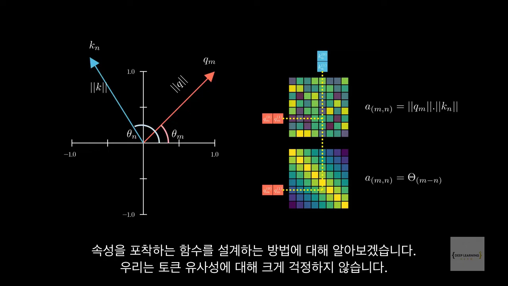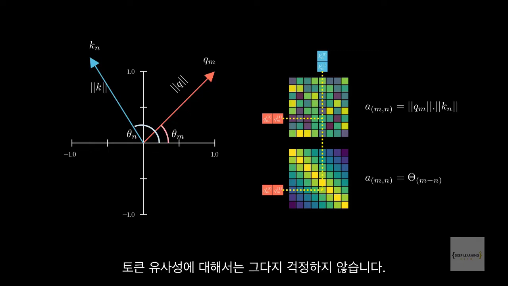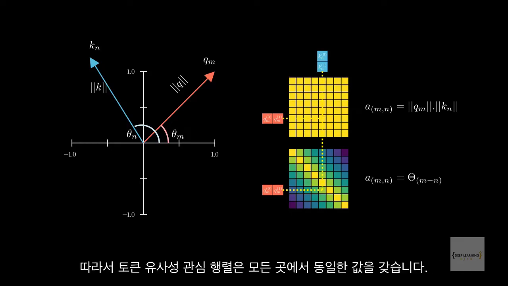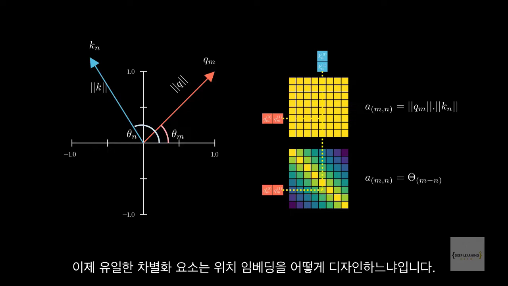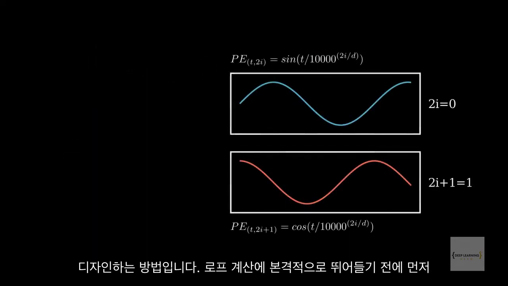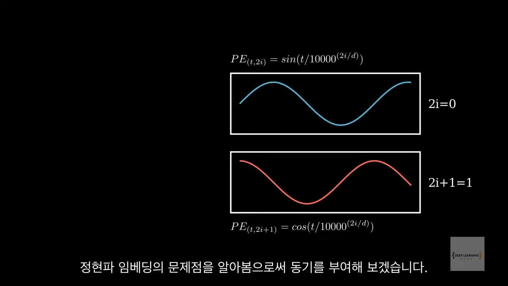We are not so much worried about the token similarity as we are about the positional similarity. So, for the rest of this talk, we will assume same token everywhere. So the token similarity attention matrix has the same value everywhere. Now the only differentiator is how we design the positional embeddings. Before we dive headfirst into the RoPE computation, let's motivate ourselves by learning what's wrong with the sinusoidal embeddings.